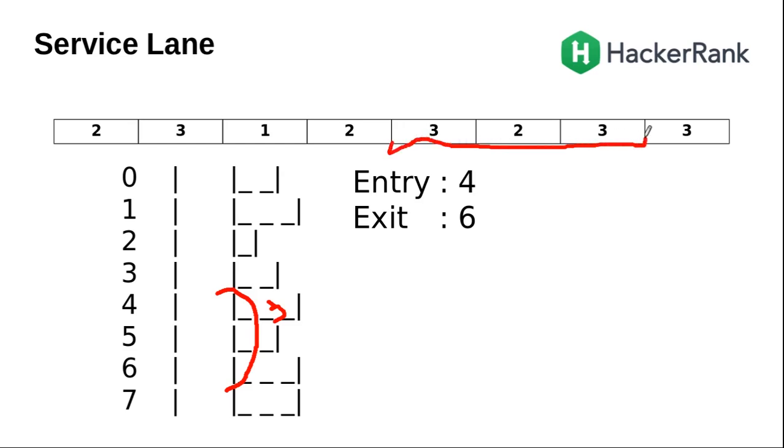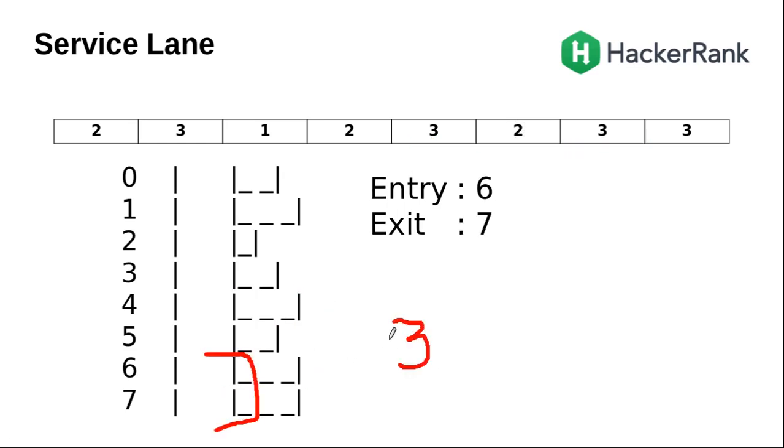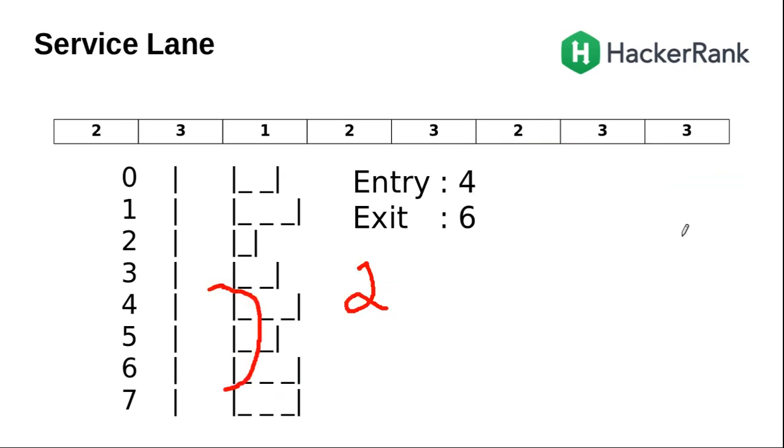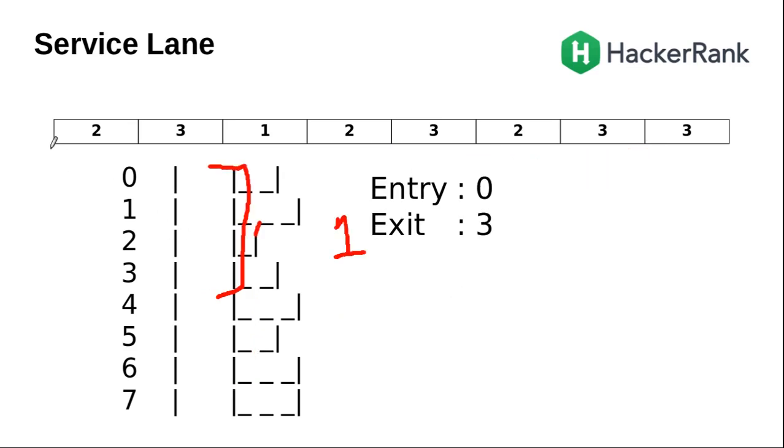4 to 6. In this, what is the smallest value? 2, which you can also understand from here. The smallest value is 2, right? Or here, from this index to this index, which is the smallest value? 3, right? I hope we are able to understand what we are supposed to do out here. In this section again, it is 2. And here, if you can observe from here to here, the smallest element here is 1, right?